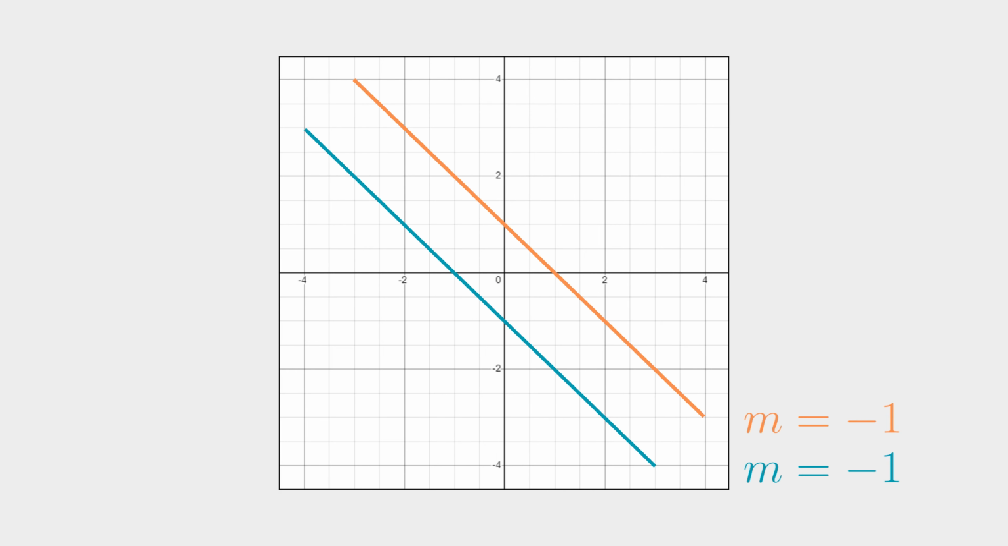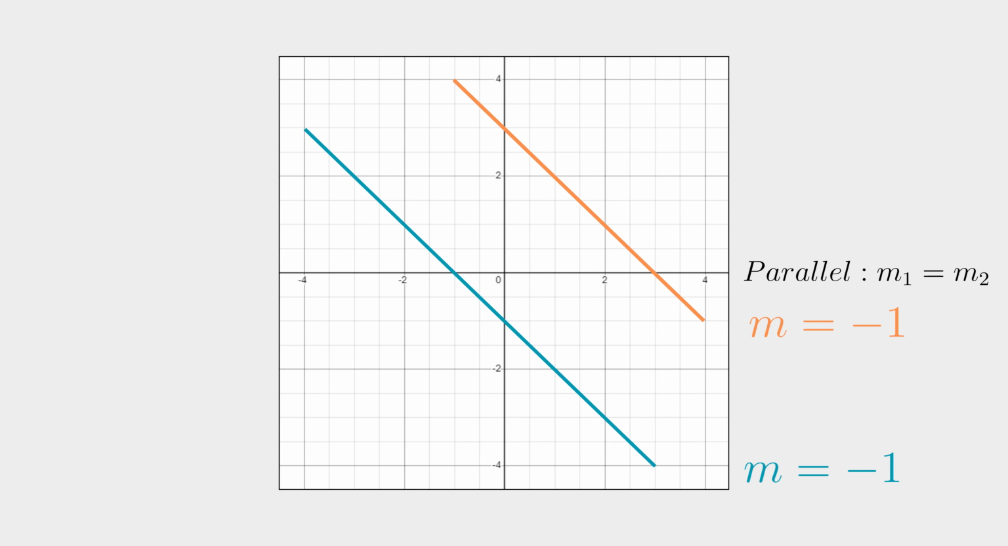When two lines are parallel, that means that their gradients are the same and they never intersect. Here's an example of parallel lines. When two lines are perpendicular, then the angle that the intersection makes is 90 degrees.